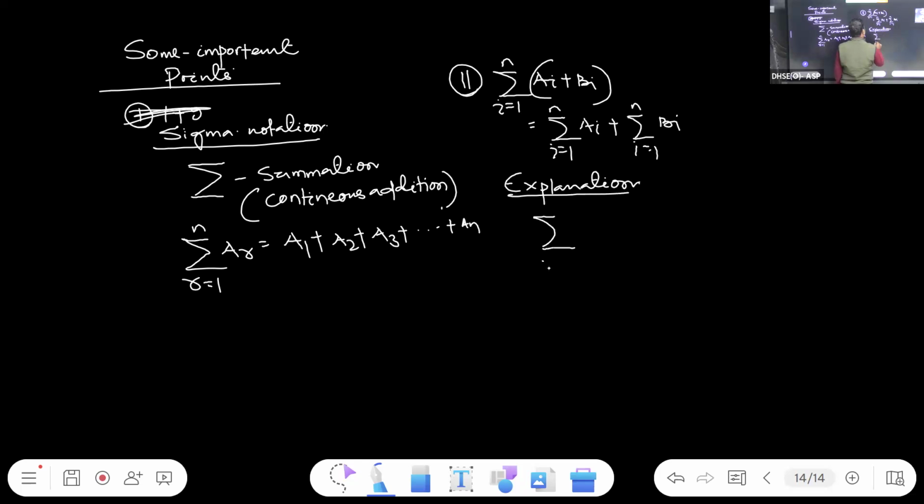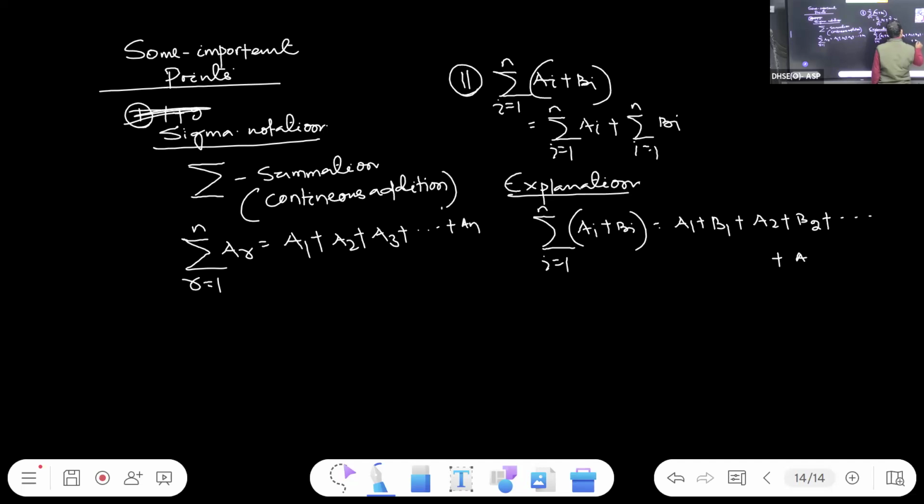Sigma i equals 1 to n of (ai plus bi). If you take i equal to 1, it will give you the first term of the series, a1 plus b1. If you take i equal to 2, it will give you the second term of the series, that is a2 plus b2, plus up to an plus bn.